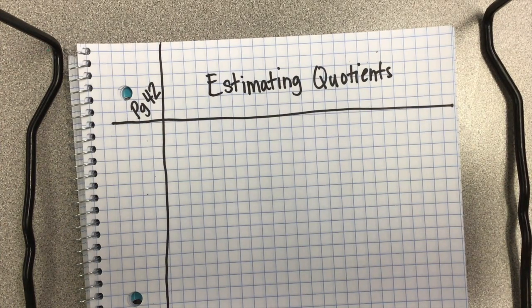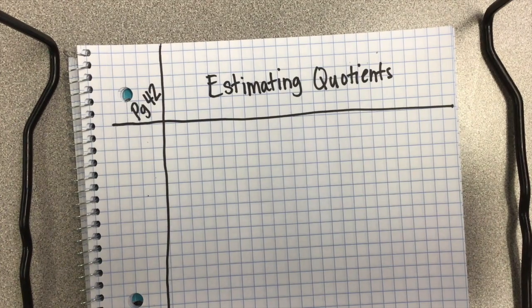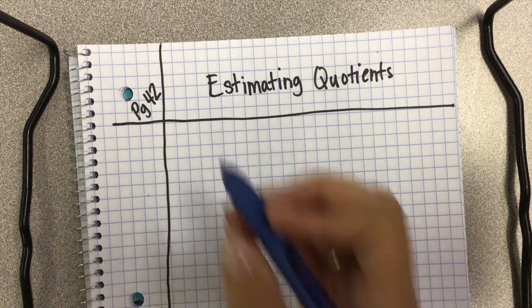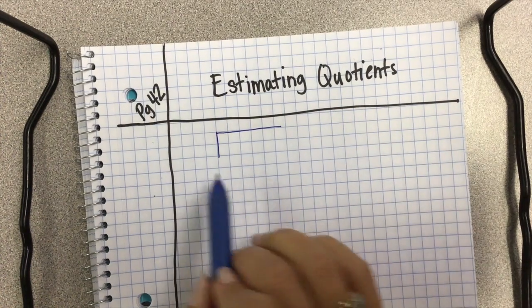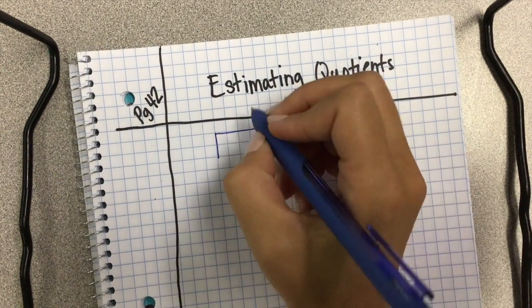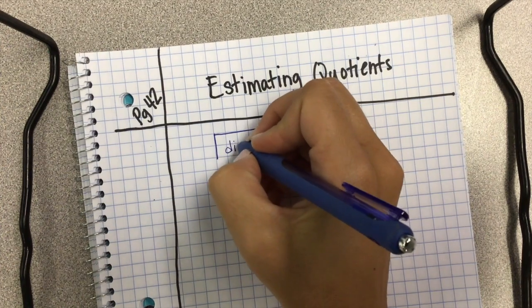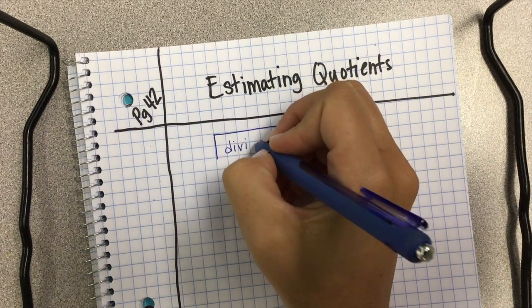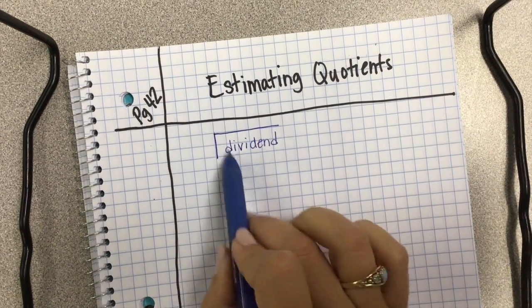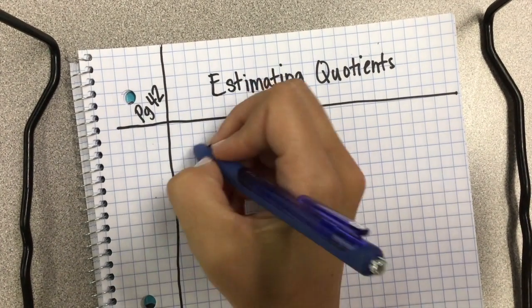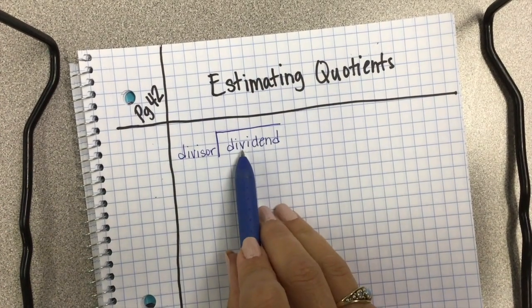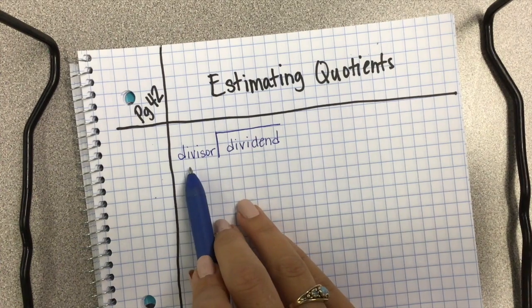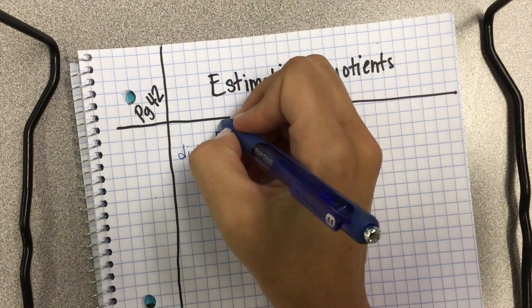So let's just run through a few key terms before we start. We're talking about dividing. So let's say this is our division bracket. The number inside is called a dividend. Just going to remind ourselves that a dividend is the number inside the division problem. The number on the outside, what we're dividing by, is called the divisor. So what we're dividing is a dividend. What we're dividing by is called a divisor. And then the answer is a quotient.